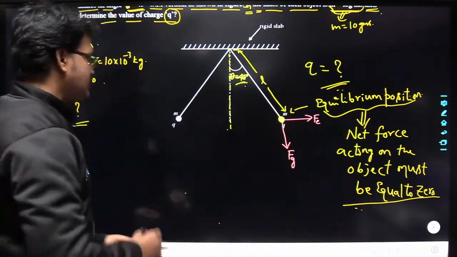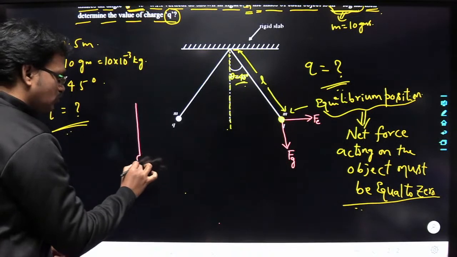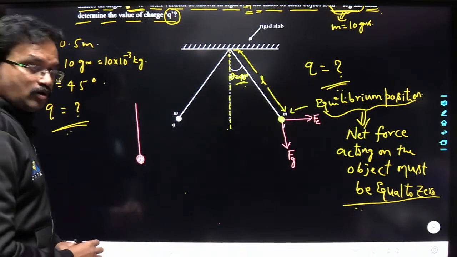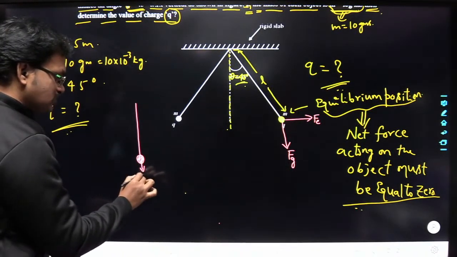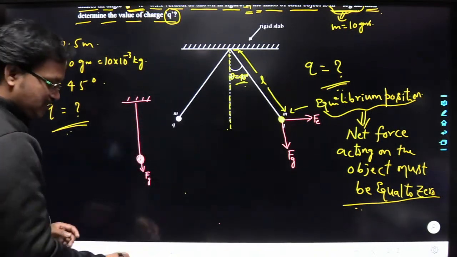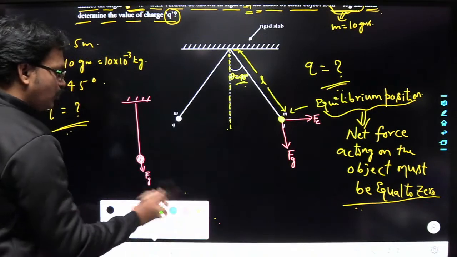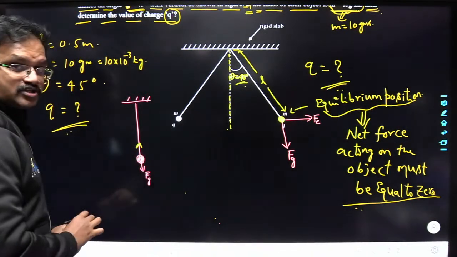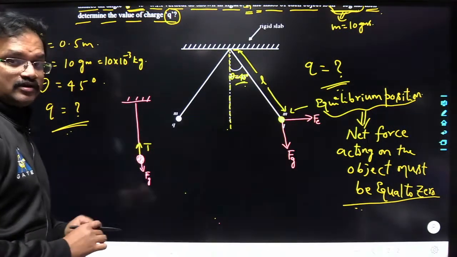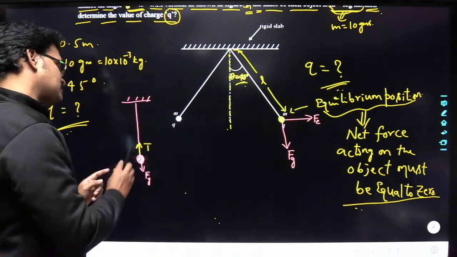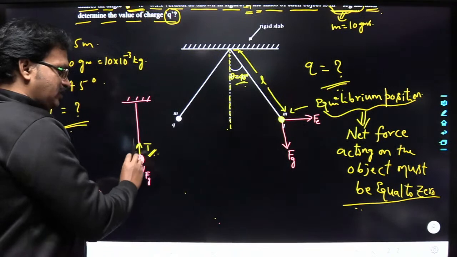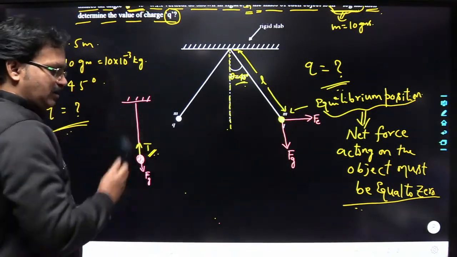Whenever you have a string, and to this string you attach some object, gravitational force will try to pull this object in the downward direction, but the tension in the string will try to pull this object in the upward direction. So this is called the tension in the string, right? The force that is present inside the string is nothing but the tension in the string. It is going to act in the upward direction like this.